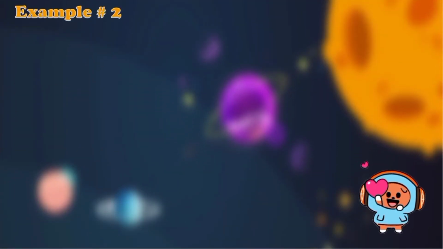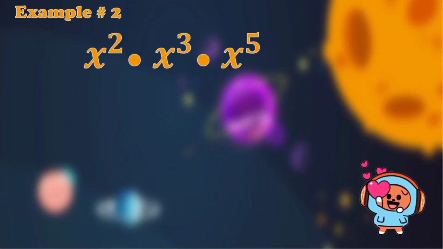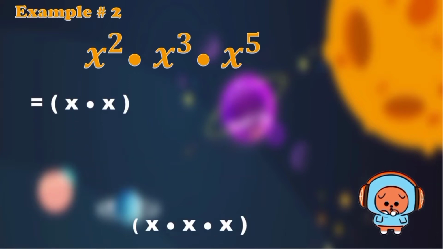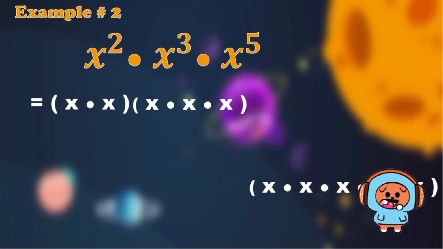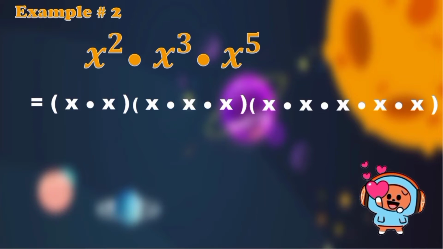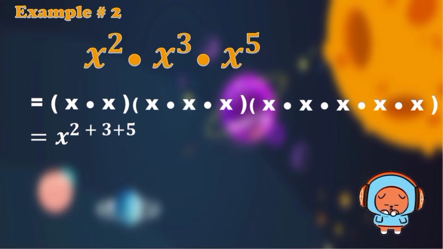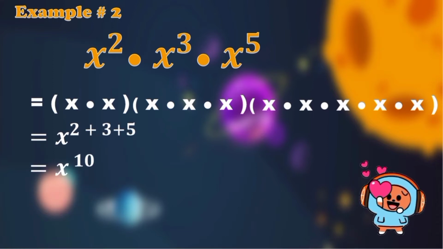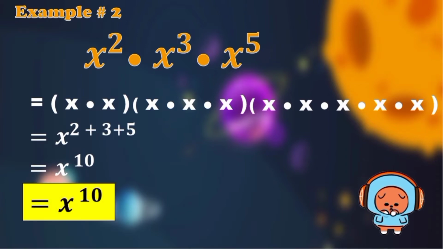Now we have example number 2. X squared times x cubed times x to the fifth power. X times x multiplied by x times x times x. Then we have x times x times x times x times x, or simply x to the second power plus 3 plus 5. That is x to the 10th power. Now we have x to the 10th power.